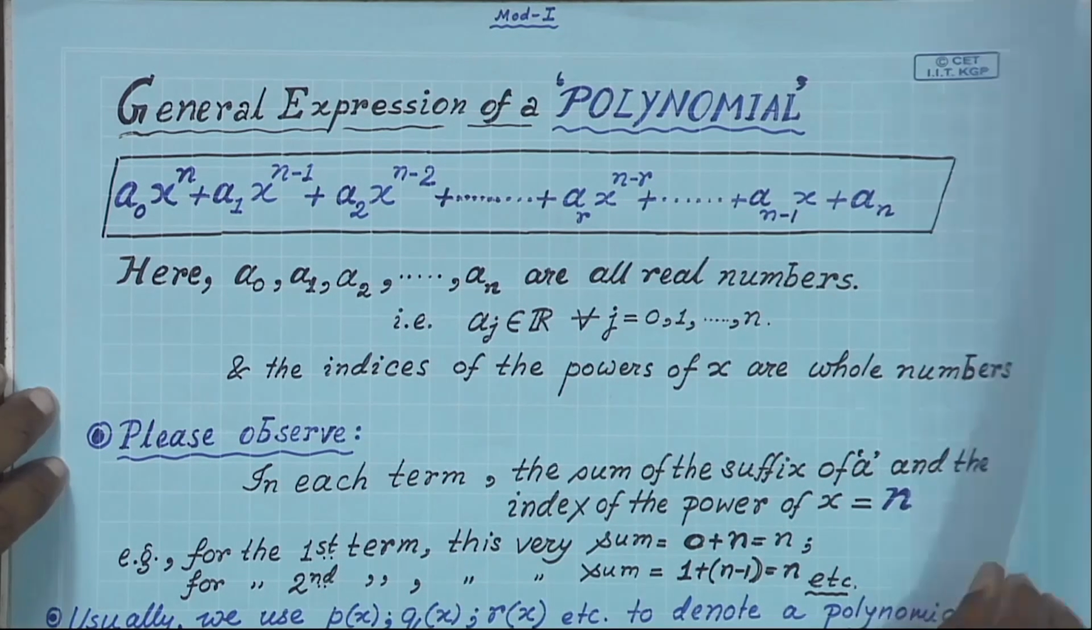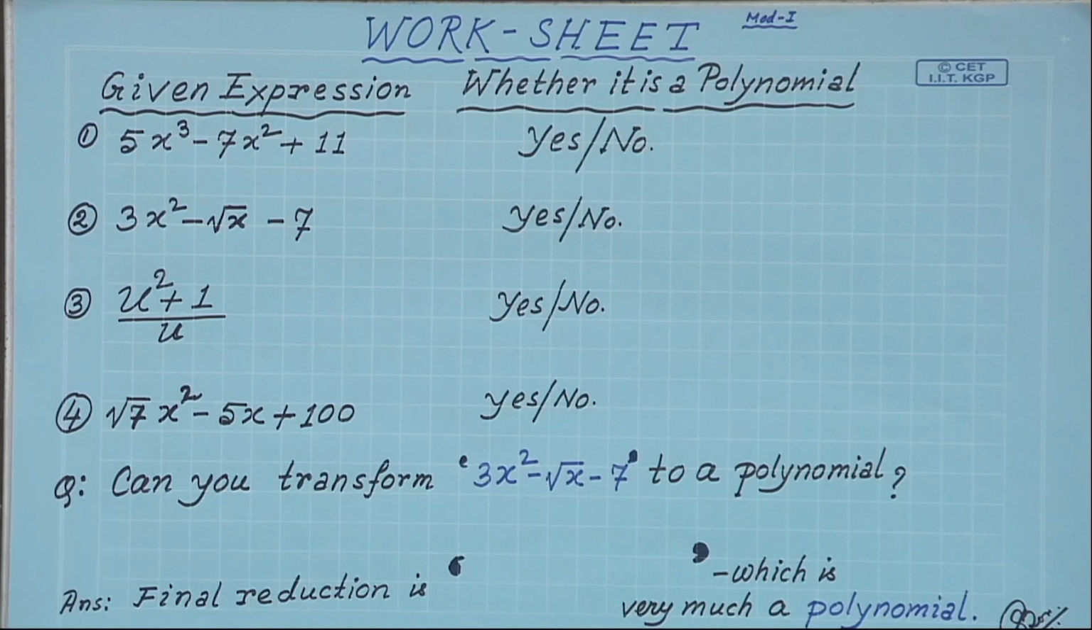Okay. Now, we proceed to this worksheet where some expressions are being given and you have to check whether the expression is a polynomial or not. Okay. I have written yes and no. According to your answer, I will strike off any one option. For the first expression, we have 5x cube minus 7x square plus 11.